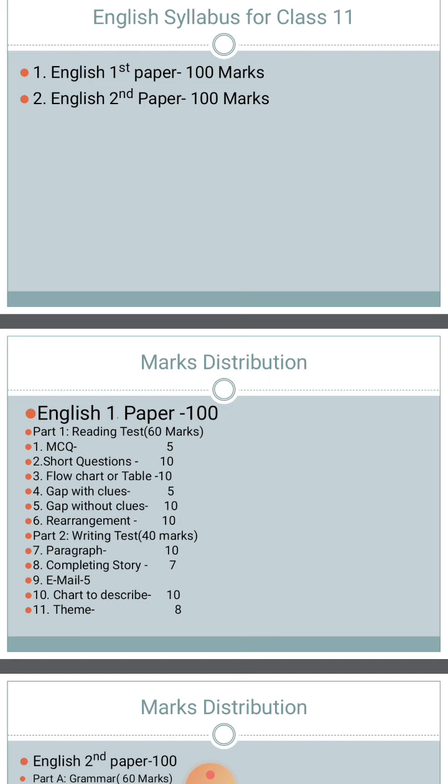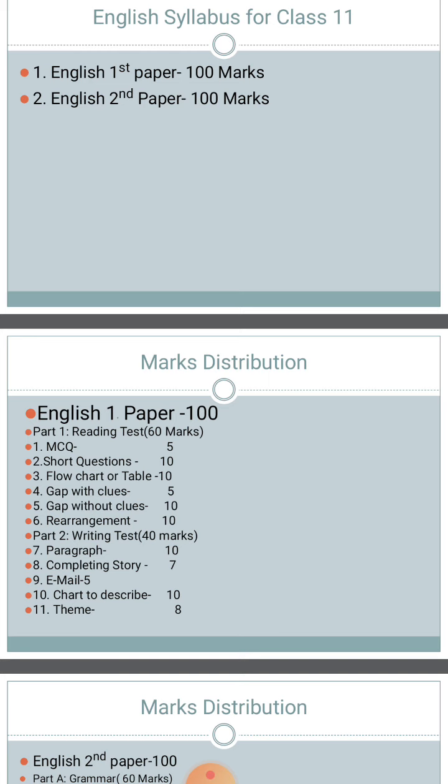Next, part 2. This is called writing test, and here are 40 marks. Number 7, it is totally unseen. You will be given a paragraph to write here, it carries 10 marks. Next, question number 8, you will be given 2 or 3 sentences from the beginning of a story, and you are to complete the whole story from your own thought process, in your own style of writing, and it carries 7 marks.